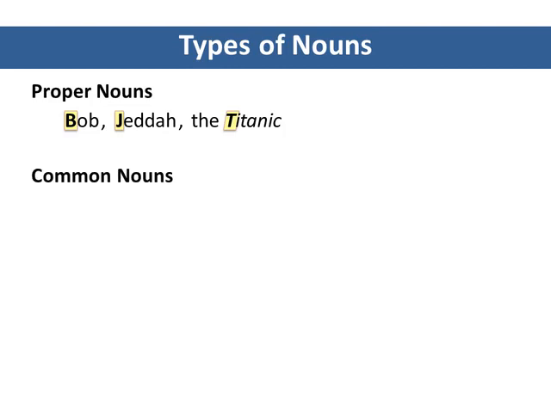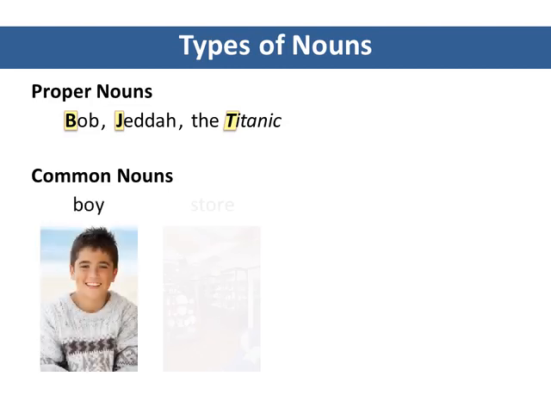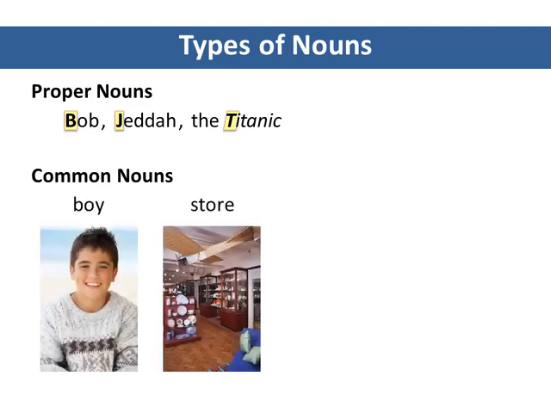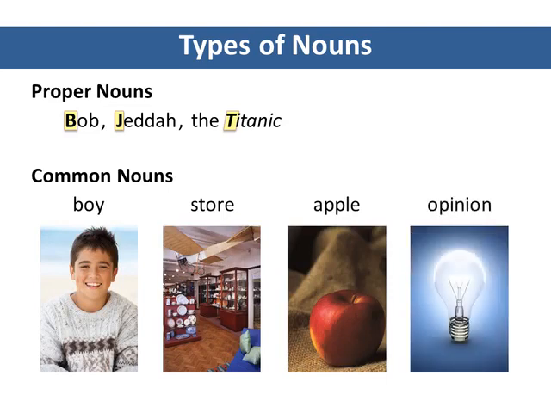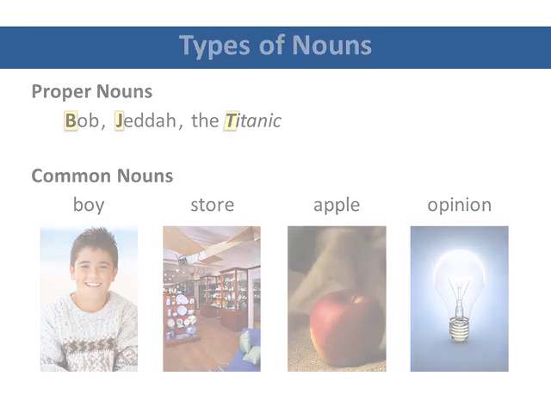Common nouns name people, places, things, and ideas that are not particular. They are not capitalized unless they begin a sentence. For example, people, boy. Place, store. Thing, apple. Idea, opinion. There are two types of common nouns, count nouns and non-count nouns.